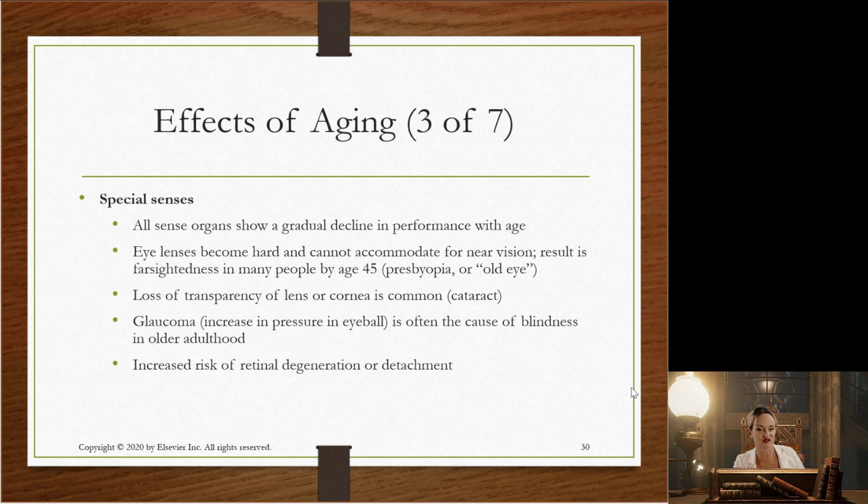And then we have a loss of transparency of the lens or cornea, and this is a cataract. We have glaucoma, which is increased pressure in the eyeball, often the cause of blindness in older adulthood. So any or all of these could happen. Or we could even have an increased risk of retinal degeneration or detachment.